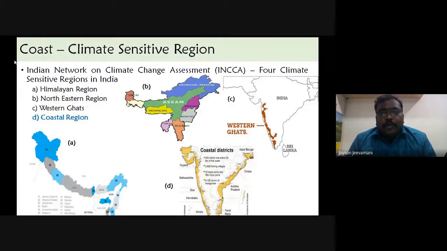You may have heard about the Indian Network on Climate Change Assessment during this workshop. INCCA, the Indian Network on Climate Change Assessment, has designated 4 climate sensitive regions in India. One is the Himalayan region, another is the Northeastern region, the third is the Western Ghats, and the fourth is the entire coastal region. This shows the sensitive nature of the coastal region to climate change.